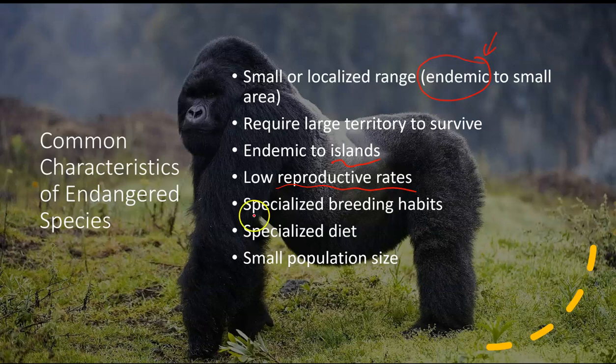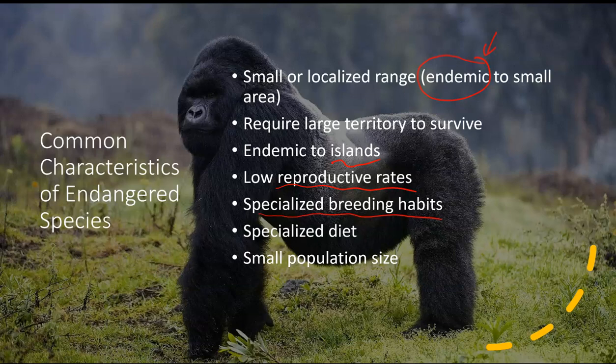Specialized breeding habits. This is especially pertinent to us here in the Pacific Northwest. Salmon don't have a smaller localized range. They've got the entire ocean at their disposal. They don't have low reproductive rates, as I mentioned. What they do have is specialized breeding habits.